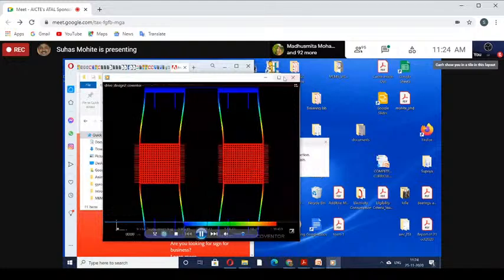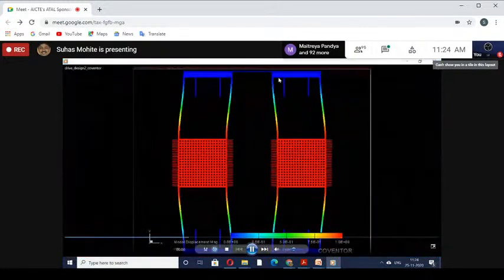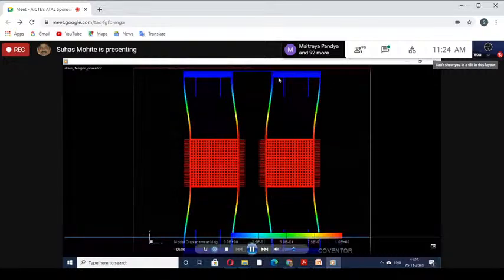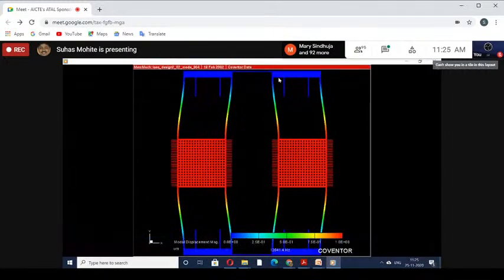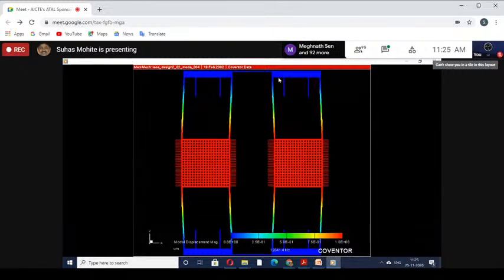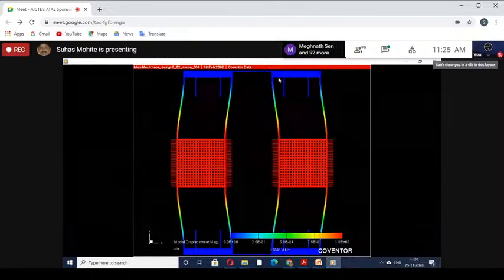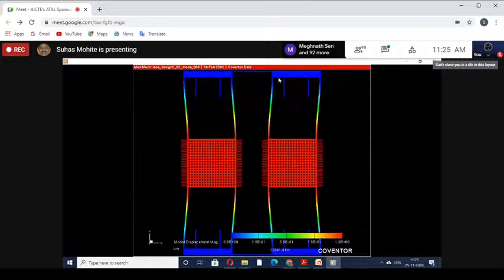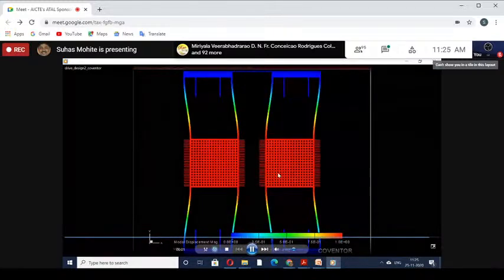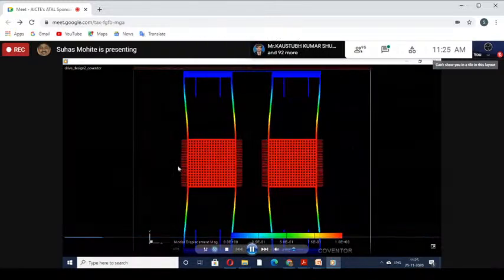So I hope you can see this. So this is called the drive mode. I hope you can see even the comb fingers. The fixed comb fingers are not there in this particular animation because this is done in CoventorWare software. But I will show you the fixed combs also in the actual device. So the two parts are kept oscillating like this.